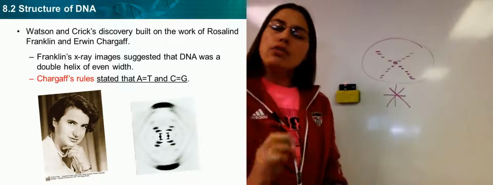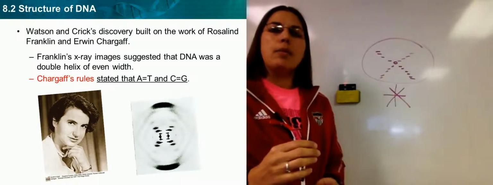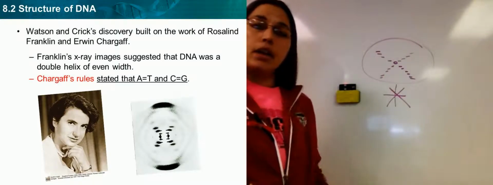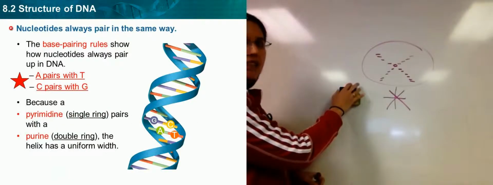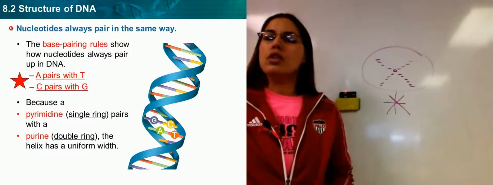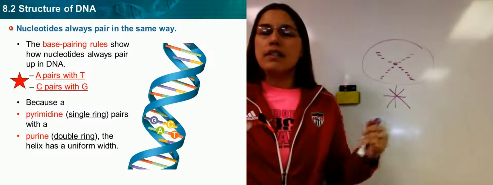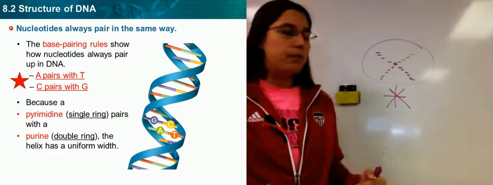Now, once Erwin Chargaff saw Watson and Crick's structure, he came up and said, well, look at how the bases pair together. A pairs with T, and C pairs with G. So those are actually known as the base pairing rules. If you look at the base pairing rules, no matter what, A will always pair with T, and C will always pair with G.